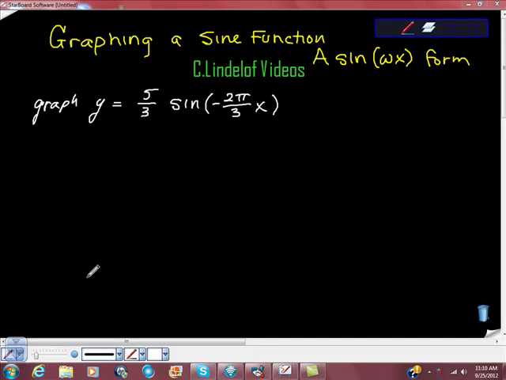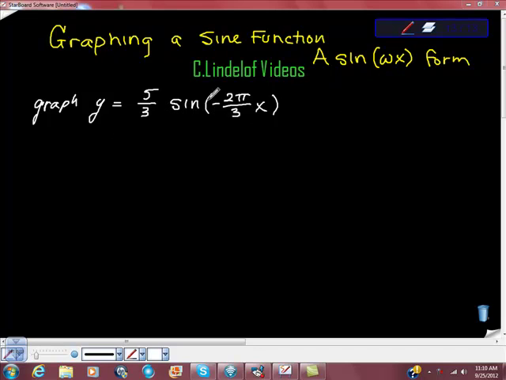Right, graphing a sine function in the form of a sine of omega x. So here we don't have that plus alpha or plus c value out at the end, and we don't have a vertical shift here. So the first thing I'm going to do is look at this. And I look at this.